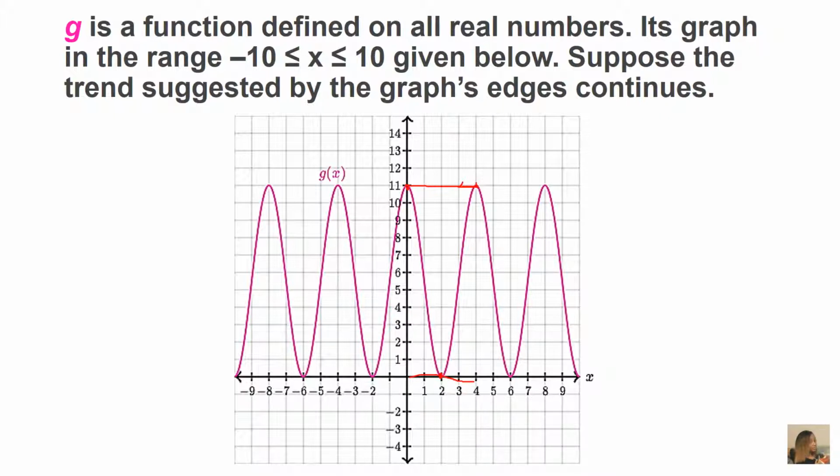Therefore, g of x equals g of x plus 4. Therefore, we can establish that the period for the function g is 4, and both functions are periodic, both f and g.